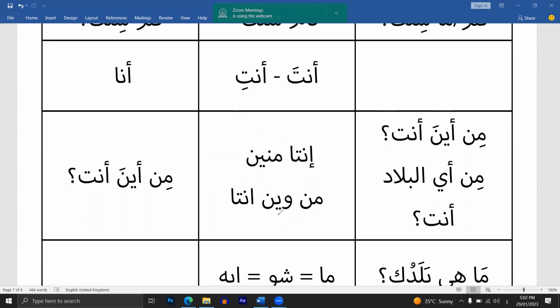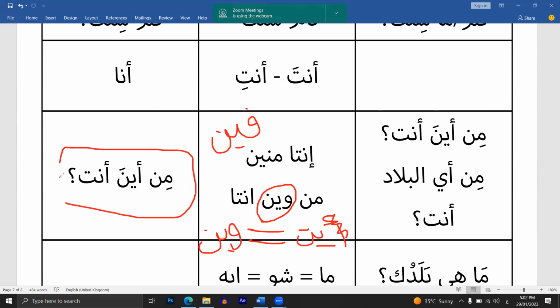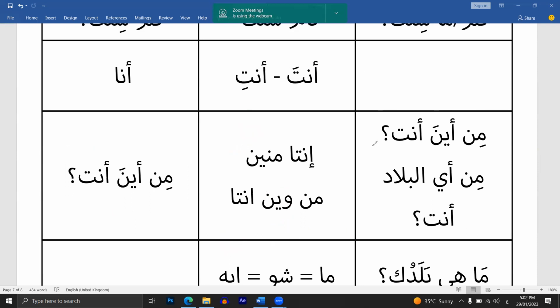In some other countries, instead of alif, they are using waw. Supposed to be أين, right? But in some Arabian countries, they are replacing this alif with waw: وين. من وين أنت. Even in Egypt, we are using, instead of alif, we are using fa: فين. من فين أنت. Okay. So anyway, من أين أنت will do the job. من أين أنت. Where are you from?